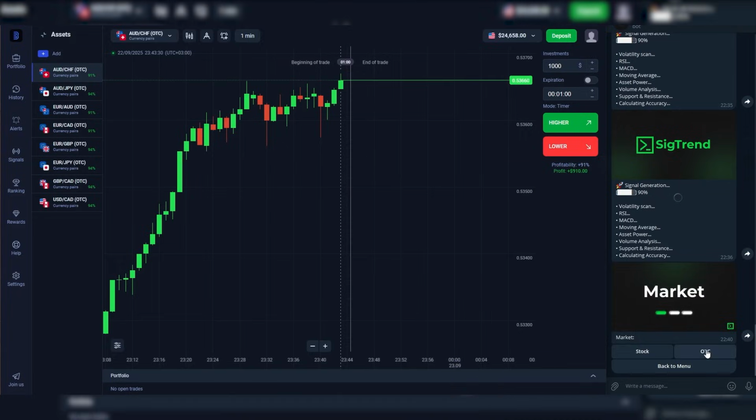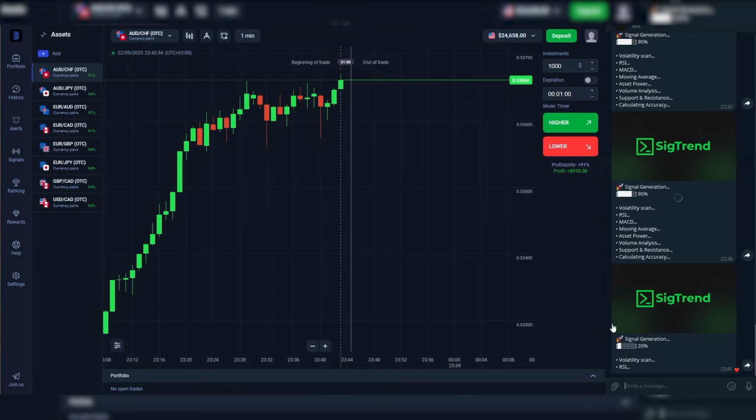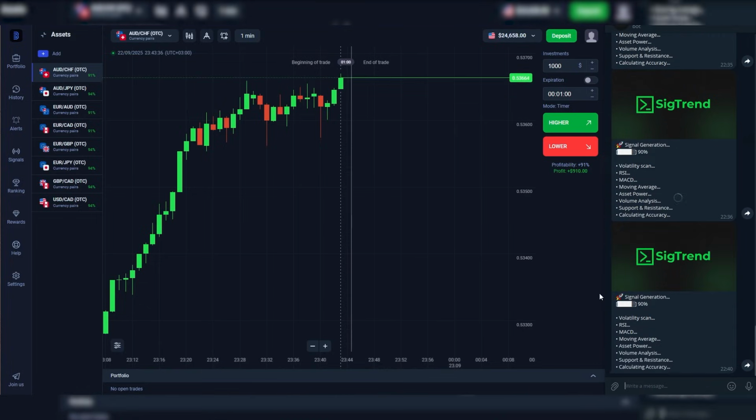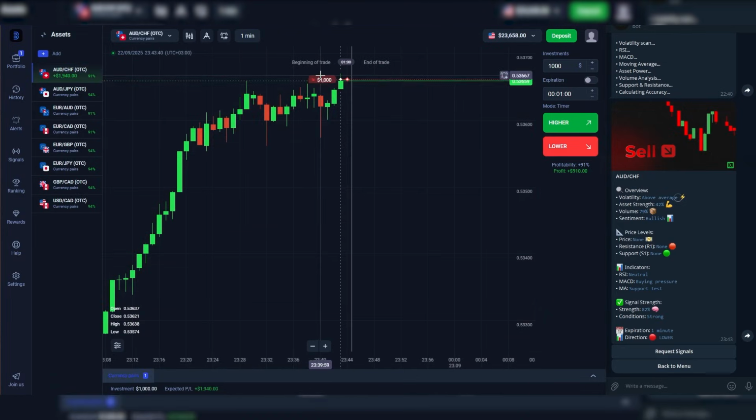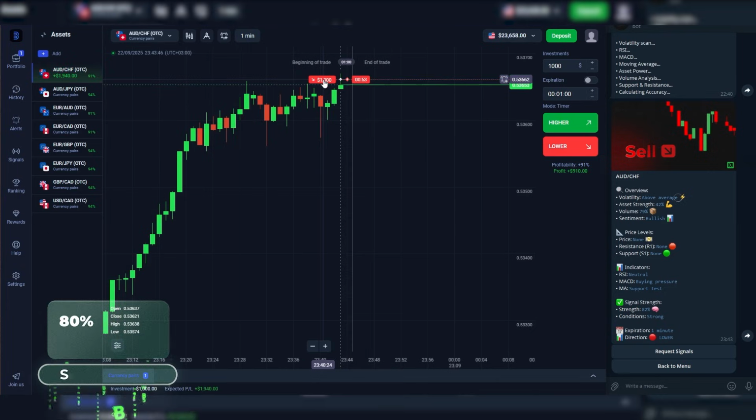Now I'm going to show you how our bot, SigTrend, works. We're going to enter trades for 1 minute at a time and compare how it performs. Right now, the bot is telling us to sell. Look, we're entering with $1,000. My balance allows for that now, and I trade like this every day.